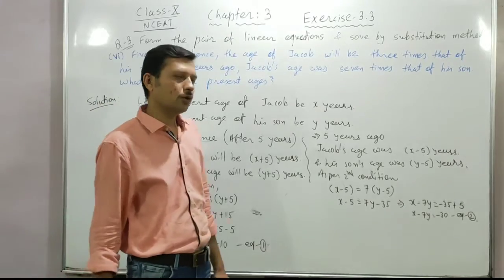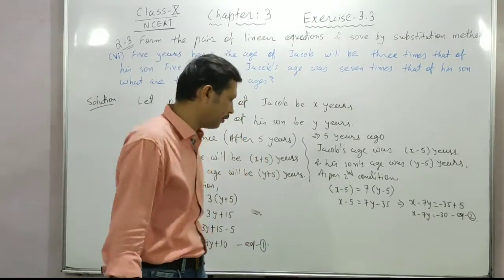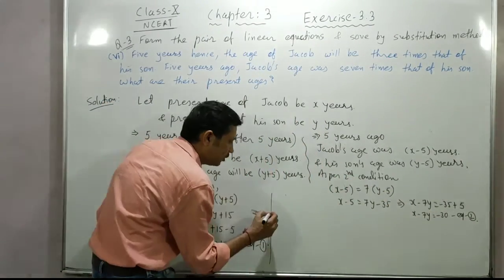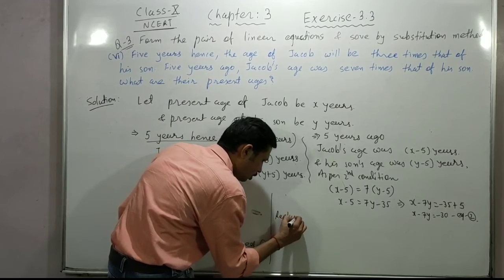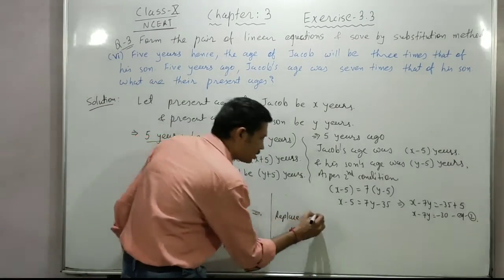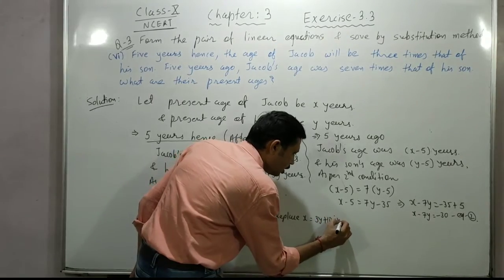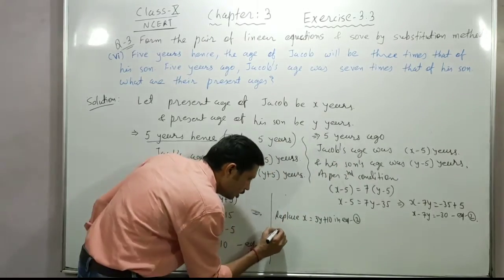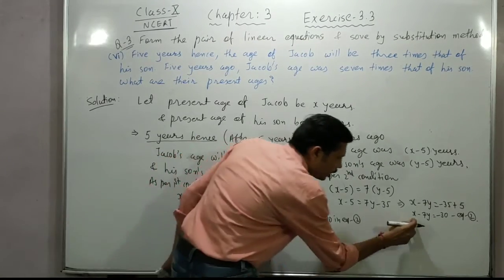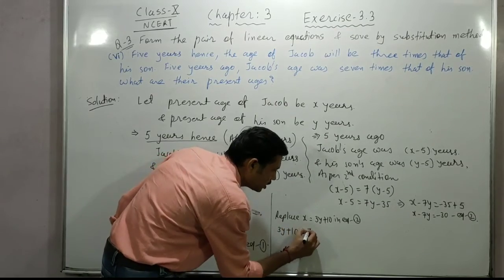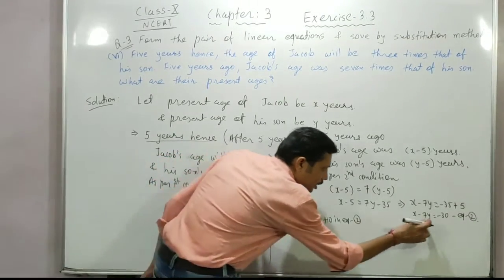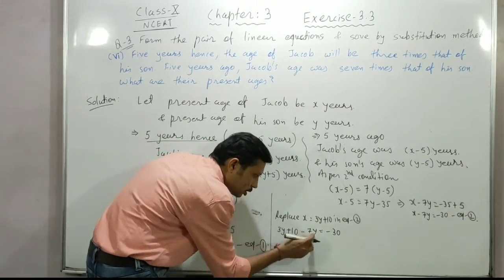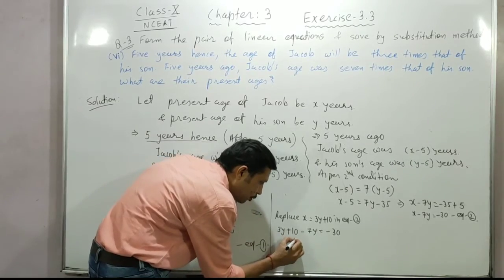Clear? Now do the further calculation. To solve this pair of equations, I will replace the value of x, that is in equation number 1, in equation number 2. So finally, replace x is equal to, what we will replace? 3y plus 10 in equation number 2. Now look here carefully. Value of x here is 3y plus 10. x minus 7y is equal to minus 30. Okay. So 7y and 3y, the subtraction will be minus 4y.